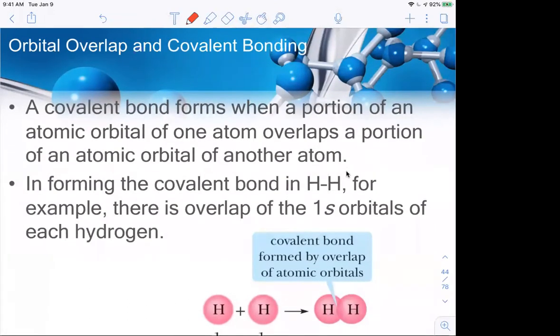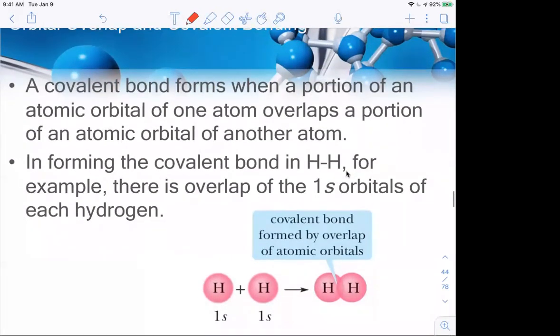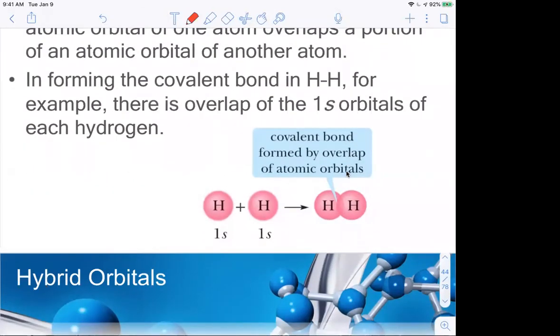Now, when I form a covalent bond, I have a portion of an atomic orbital of one atom overlapping a portion of an atomic orbital of another atom. If you watched my other mini lecture, we talked about forming H2, because I have my one electron here and my one electron there. When they overlap, both those electrons form this covalent bond, and it's going to be nonpolar, linear, because I don't have a central atom, I just have two atoms, which is going to make a straight line.